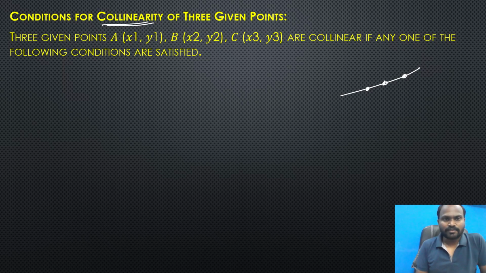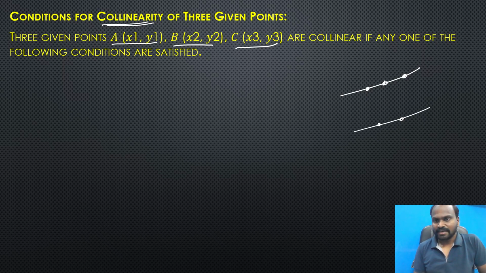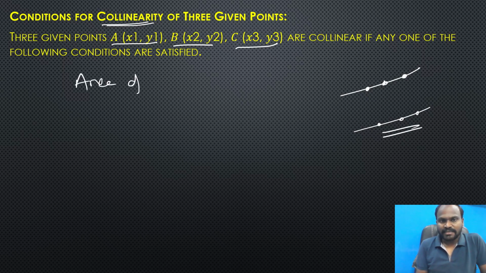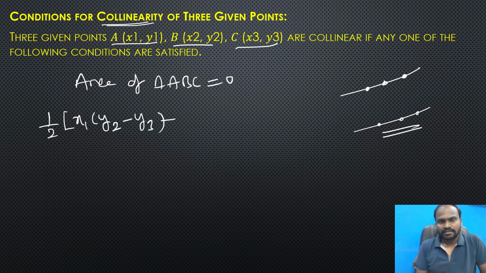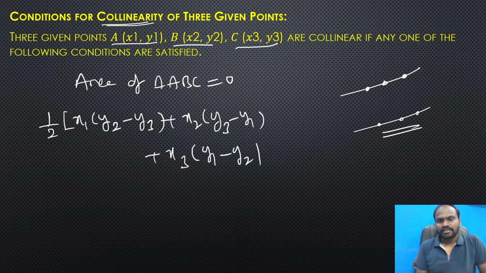Now we have three points A (x1, y1), B (x2, y2), C (x3, y3). We know that if three points are lying on a line, they are not forming any triangle. That means the area of triangle is 0. So if we take collinear points, the area of triangle ABC is 0. That is, half into x1 into (y2 minus y3) plus x2 into (y3 minus y1) plus x3 into (y1 minus y2) equals 0. So this is what we can say.